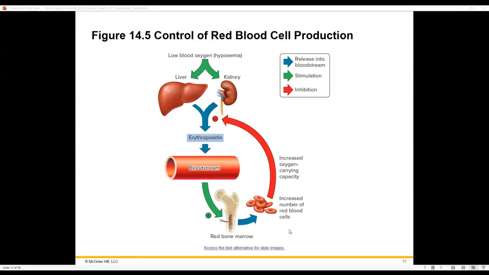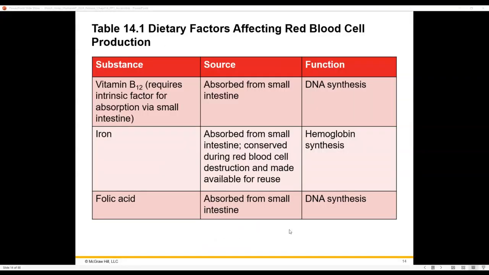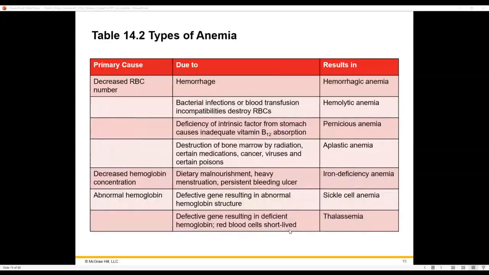So this shows you the negative feedback involved with control of red blood cell production. These are the dietary factors that affect red blood cells. And these are types of anemia.